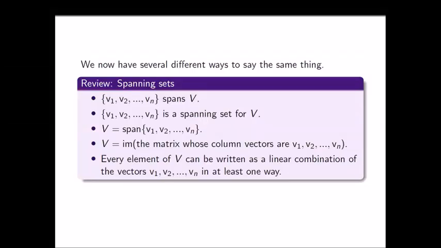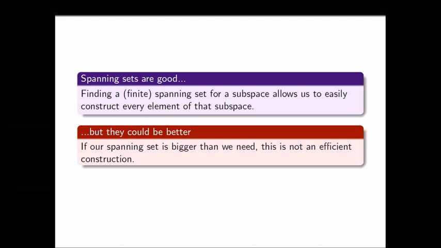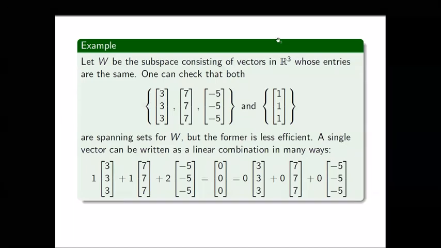So last time, we learned about spans and spanning sets and a lot of different ways to describe the same thing. Spanning sets are good because we can write a subspace in terms of a potentially finite number of vectors, and we can use those finite vectors to recreate every possible vector in the subspace. But sometimes we might have more elements in our spanning set than we need, and when that happens, this construction is not really an efficient construction. So let's look at an example.